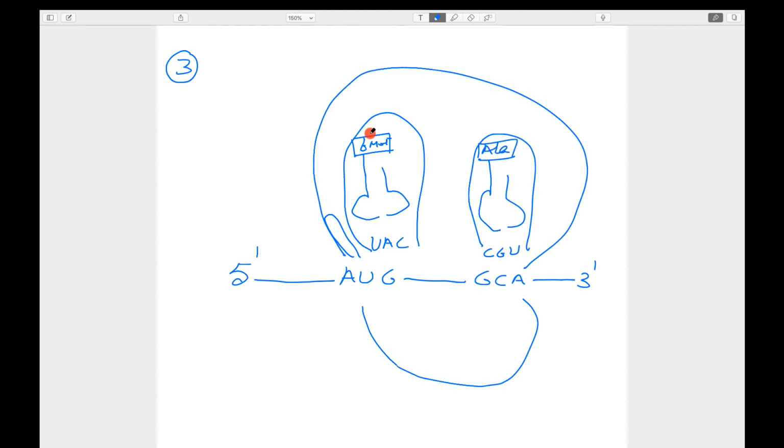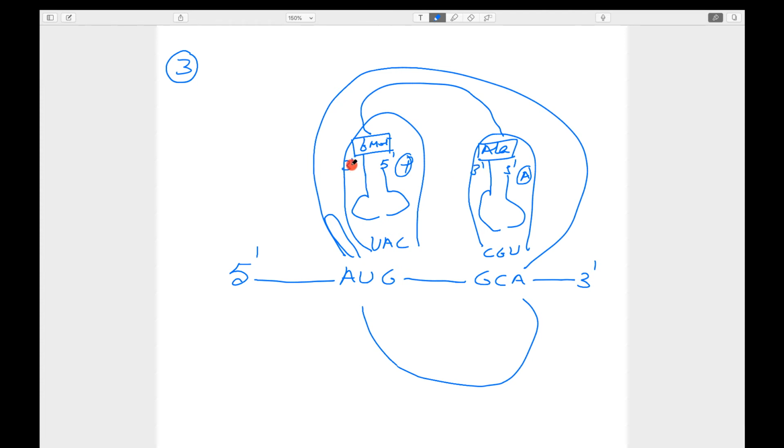As I showed earlier, peptide bond formation has taken place, and a connection has formed between the P site and A site. This is 5 prime, here also 5 prime, and here it is 3 prime, here also 3 prime.